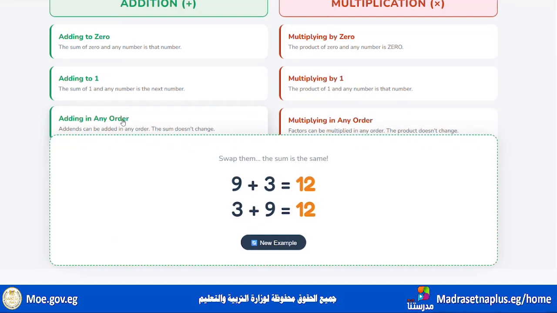Adding in any order is called the commutative property. 9 plus 3 equals 3 plus 9. Okay? If you swap the numbers, the sum is the same. 8 and 4, 4 and 8. 2 and 13, 13 and 2. 15 and 17, 17 and 15. And so on. 6 and 3, 3 and 6. If you swap numbers in adding, the sum is the same.